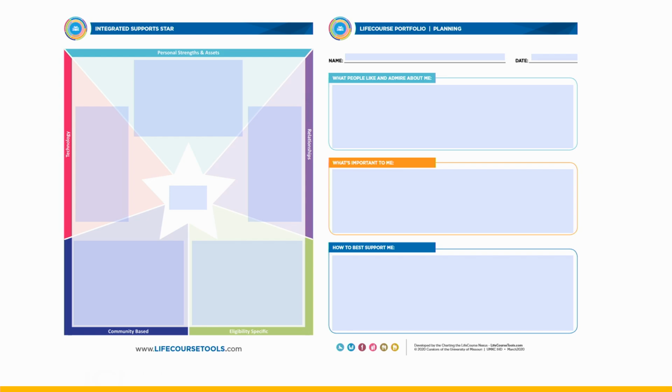So thinking about personal strengths and assets. What kind of personal strengths and assets might individuals have that would help them in that endeavor? Our daughter enjoys saying hi to people. Okay. Being friendly, outgoing. Very friendly.